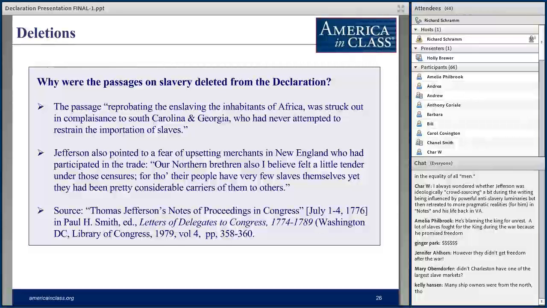I always wondered whether Jefferson was ideologically crowdsourcing a bit during the writing of the Declaration, being influenced by powerful anti-slavery luminaries, but then retreating to more pragmatic realities for him in Notes back in Virginia. Do you think that's a possibility, that he was overly influenced by some of the anti-slavery luminaries in 1776?